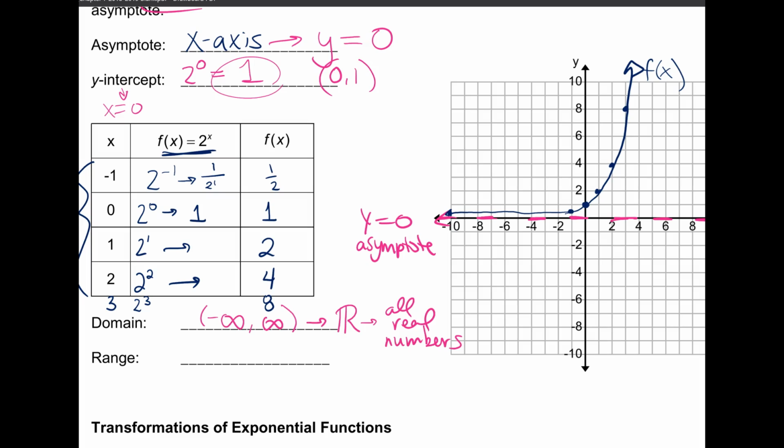What about my range? What's my range here? All positive real numbers. So another way to say that is 0 to infinity. Notice it's parentheses both times. So I'm going from 0 to infinity, going up to infinity. All positive real numbers. Is that an infinity sign or is it 2, 0? It's an infinity.